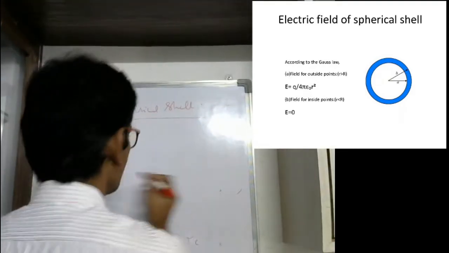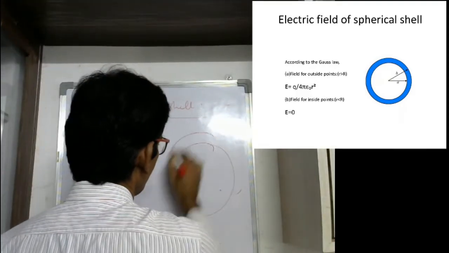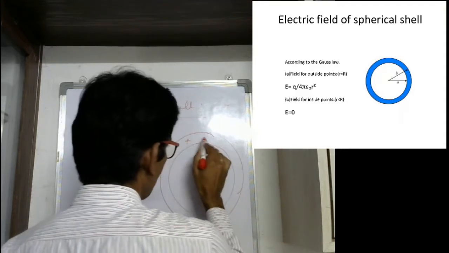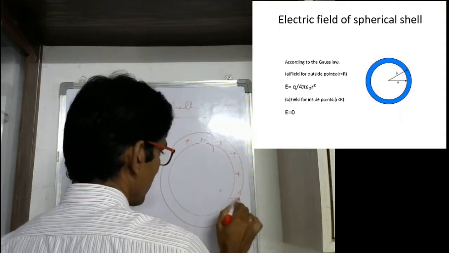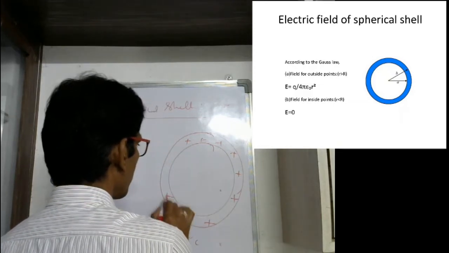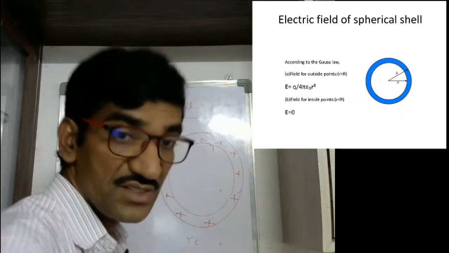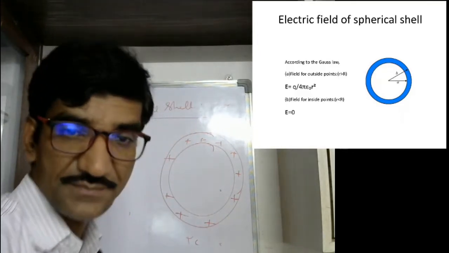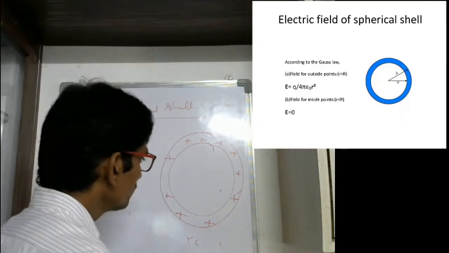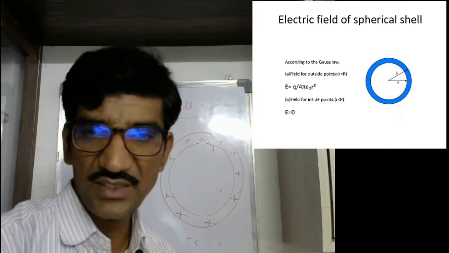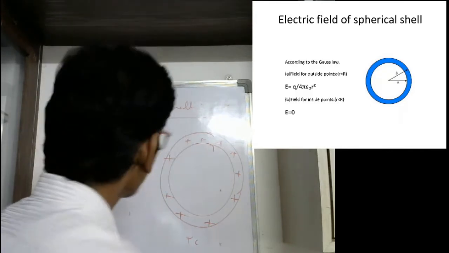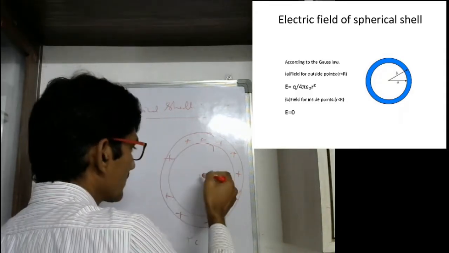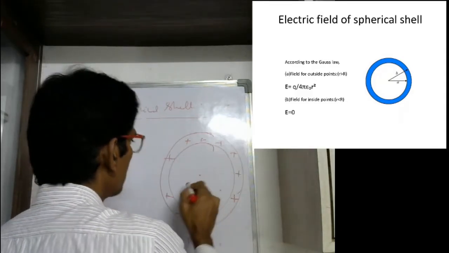Okay, this is the spherical shell. Whatever charge you have is on this surface. It is a very thin spherical shell, and the charge is only on this surface. Now, what are the formulas for the electric field for inside points? First of all, let us take outside points.